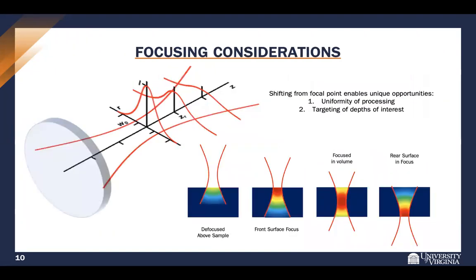Lastly, some focusing considerations. If you move from the focus of the laser, the beam begins to spread out and the intensity of the beam is more uniform. This enables you to have more uniformity of processing if you want to defocus your beam. However, you can also focus the laser further into your substrate to target different depths of interest. So you could do focused in-volume processing by focusing the laser somewhere inside your substrate. Or you can even try to process the rear surface by focusing through the front surface at the rear surface of your sample.